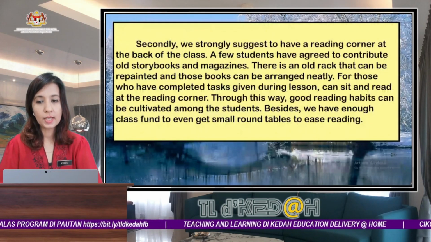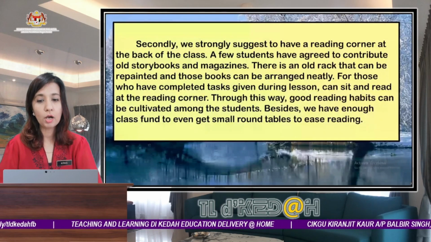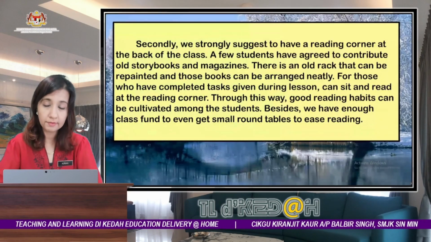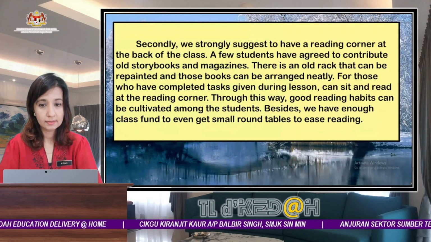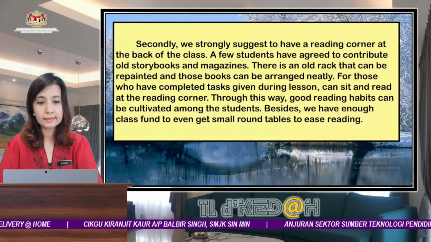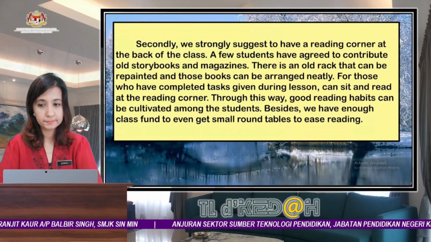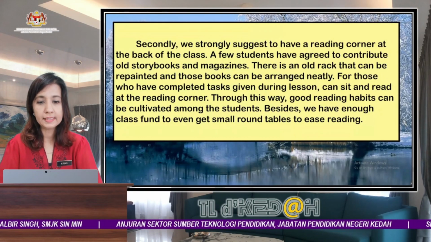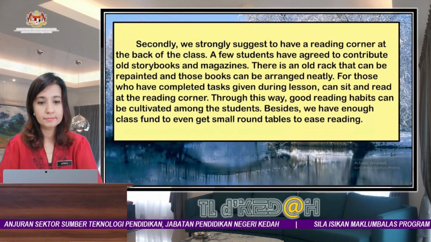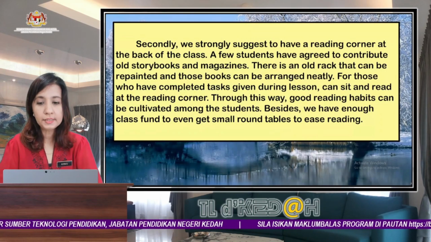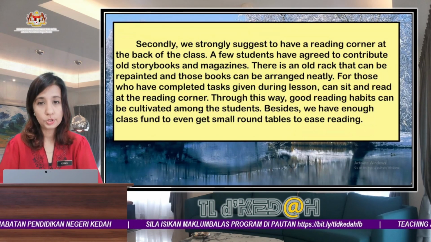We strongly suggest to have a reading corner at the back of the class. A few students have agreed to contribute. Contribute means to give, willingly give, okay? Old storybooks and magazines. There is an old rag that can be repainted, and those books can be arranged neatly. Or those who have completed tasks given during lesson can sit and read at the reading corner. Good idea.